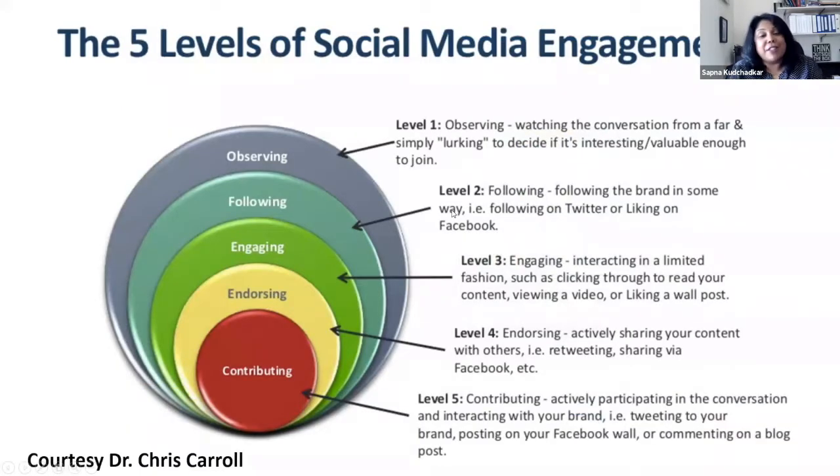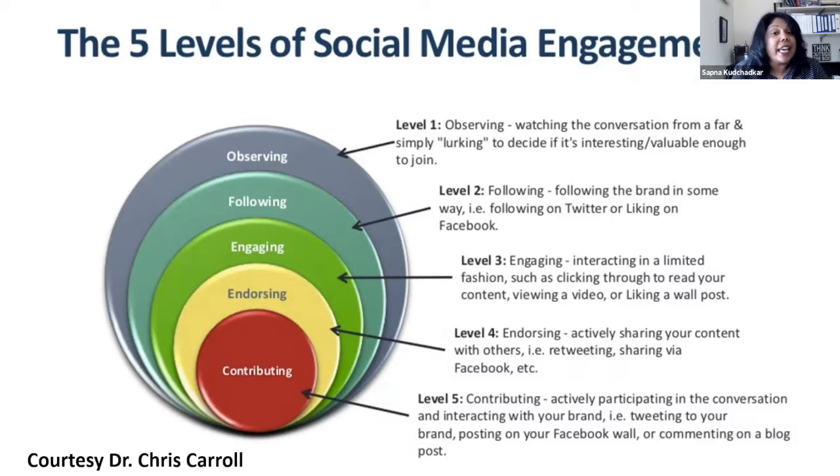So there are many, many levels of social media engagement, level 1 through 5, and I'd like to thank Dr. Chris Carroll for this slide. Level 1 is what I call affectionately the lurkers. So the lurkers are people who are watching the conversation from afar and deciding whether they really want to engage. I've had a multitude of people come to me at conferences and say, I follow you on Twitter and I never tweeted before, but I really love taking in all the information. So that's level 1.